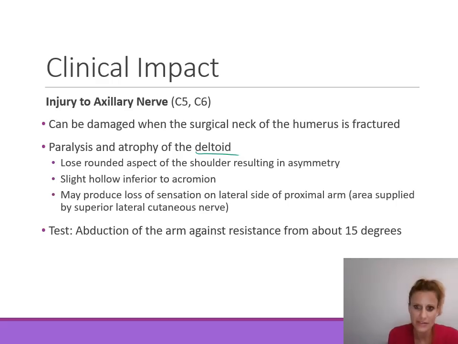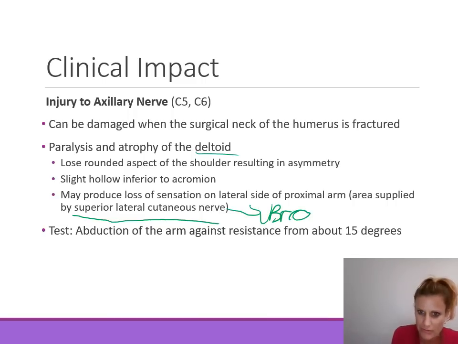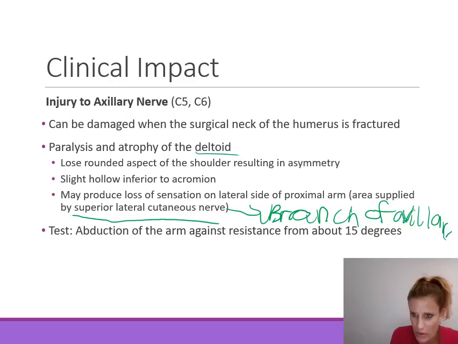This is the area that's supplied by the superior lateral cutaneous nerve. The superior lateral cutaneous nerve is a branch of the axillary nerve. So when you damage the axillary nerve, the downstream branch does not work either.